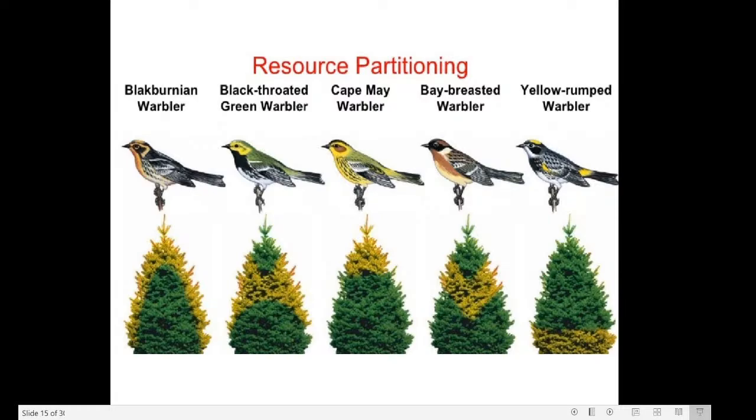Another example for resource partitioning. Okay, thank you. Yeah, okay, I found it. I'll send that image in the PPT also, ma'am.